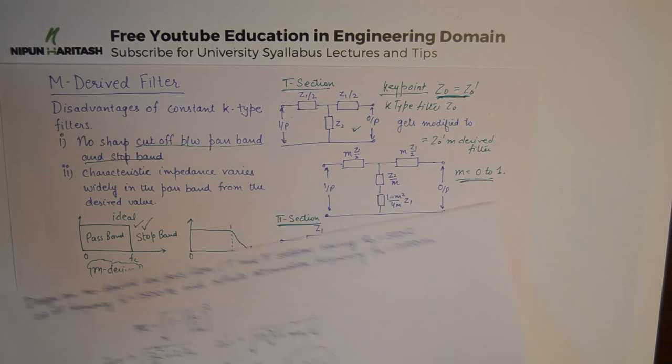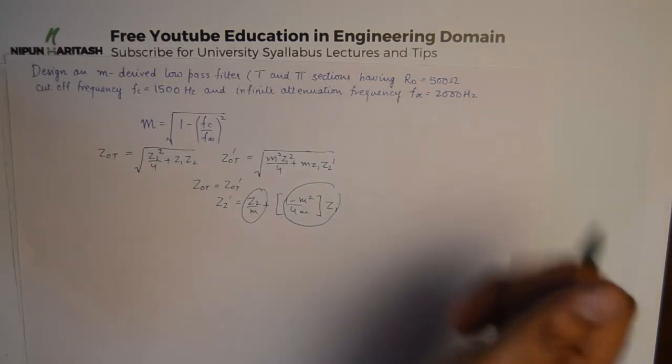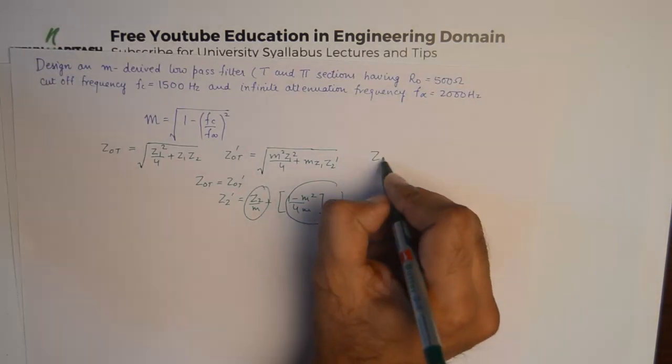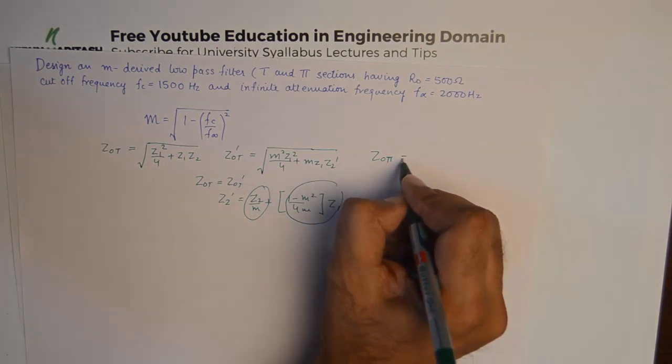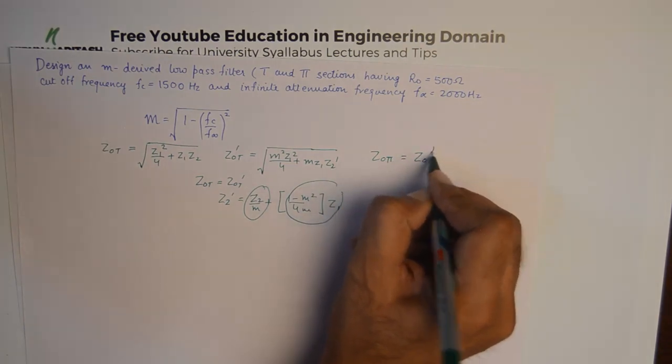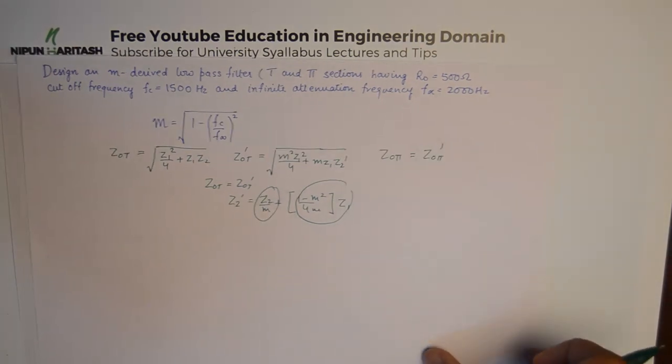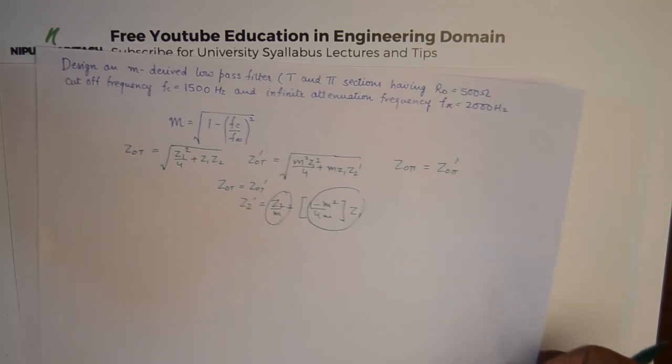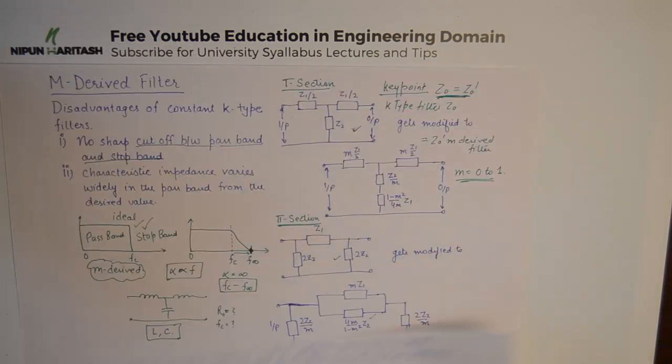Now that being said, you can compare Z0 pi also. Z0 pi of the constant k-type remains equivalent to Z0 pi of the m-derived filter. You could compare and get the values, and you'll find that the values come out to be this.